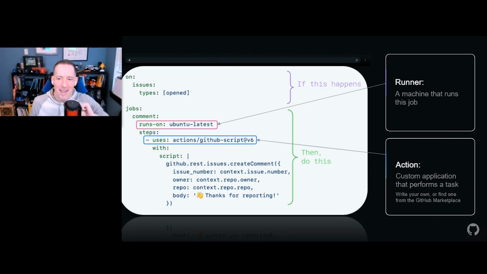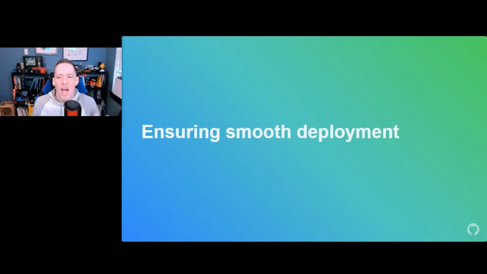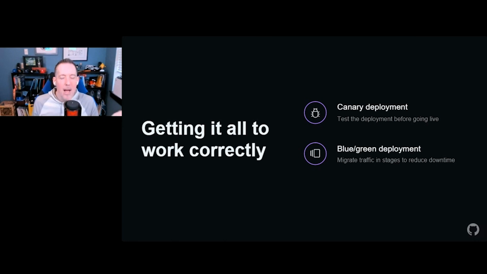All right. So now that we've got our action kind of covered, and we'll get into the demo here in just a minute to bring it all together, how do we ensure that we're going to have a smooth deployment? There's a couple of different concepts that we can take into account here to help ensure that things are going to go well. The first is what's known as a Canary deployment.